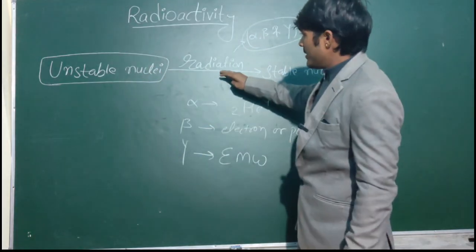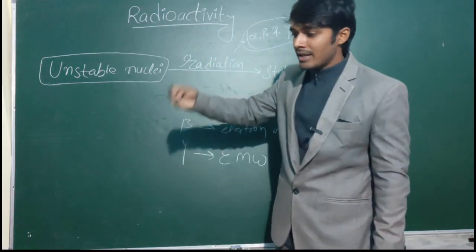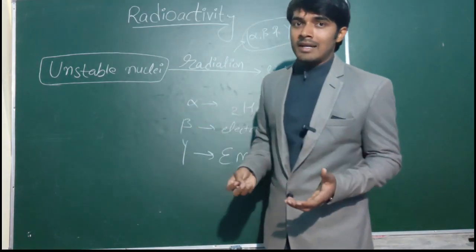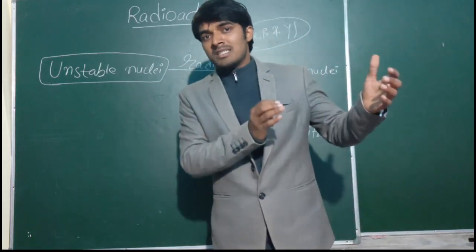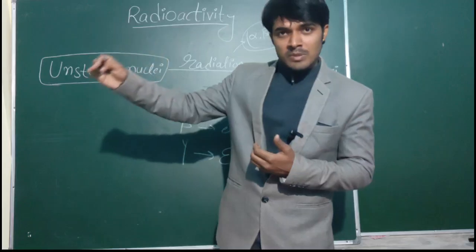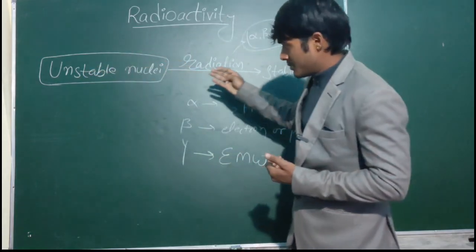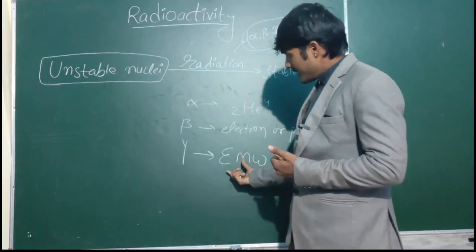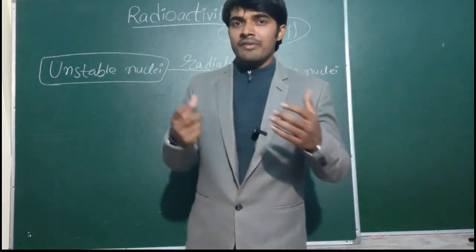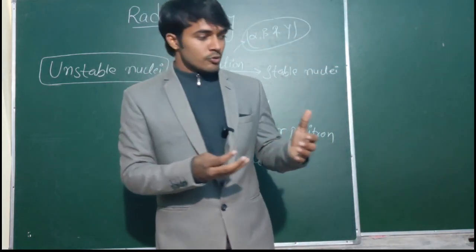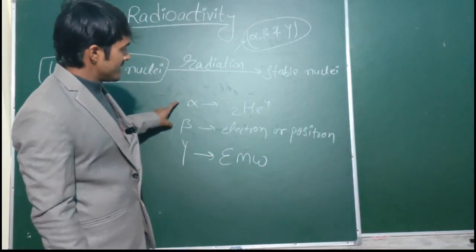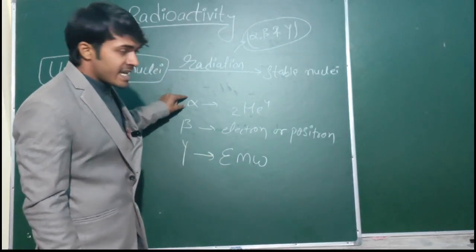So by emitting this radiation in multiple steps, it is becoming more and more stable. And as we know that iron and nickel have the most stable nuclei, the nucleus tends toward the maximum stability level by emitting such radiation. And the gamma radiation that we were talking about has the maximum penetrating power, so it can penetrate even through lead. So it has the maximum penetrating power, and these two are charge carriers too.